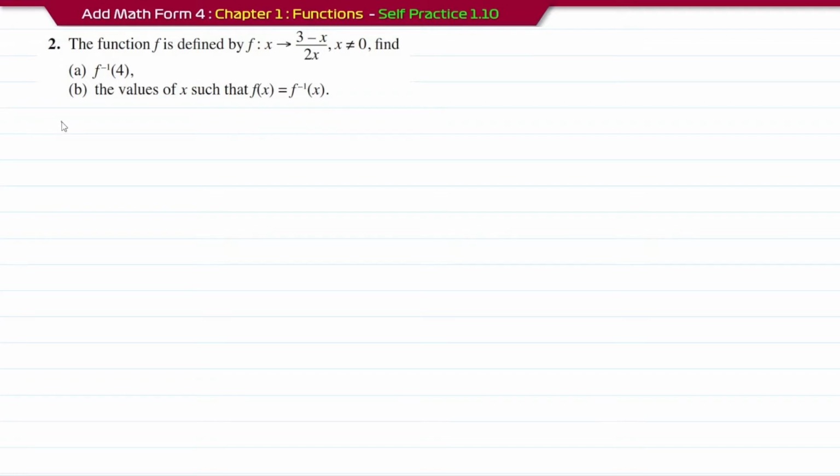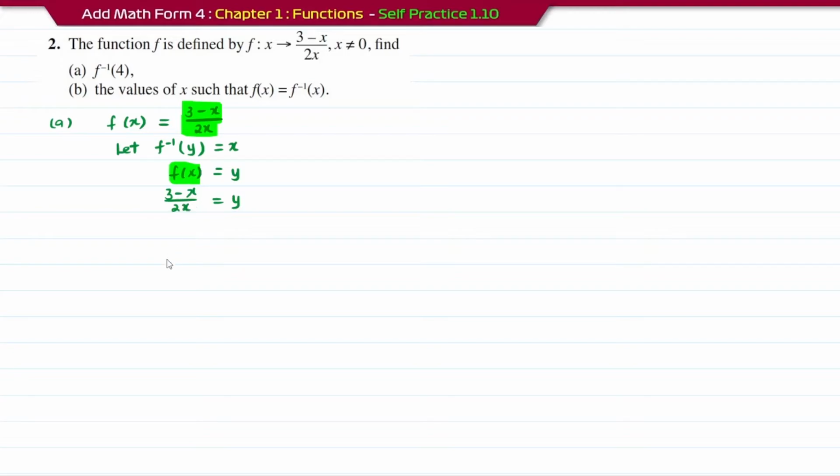So first, we're going to find the inverse function of f. First, f of x is equal to (3 minus x) over 2x. So let the inverse f of y equal x. Therefore, f of x will be equal to y. So f of x is equal to (3 minus x) over 2x equal to y.